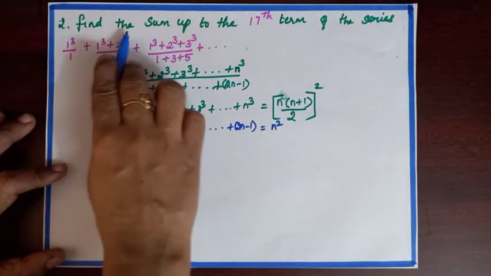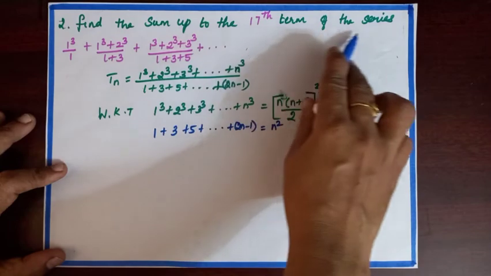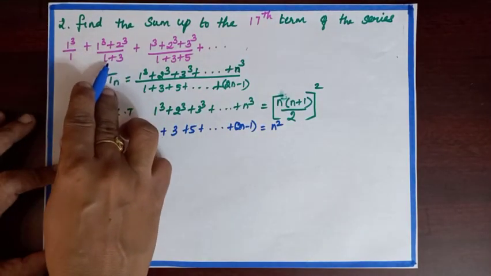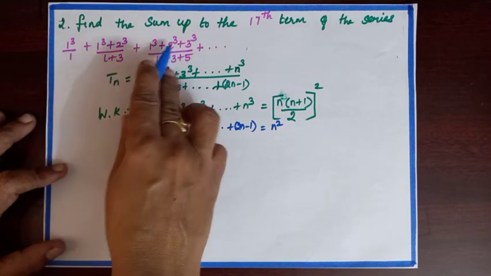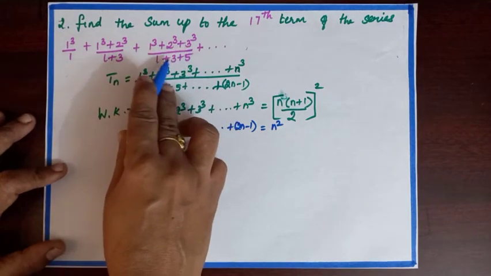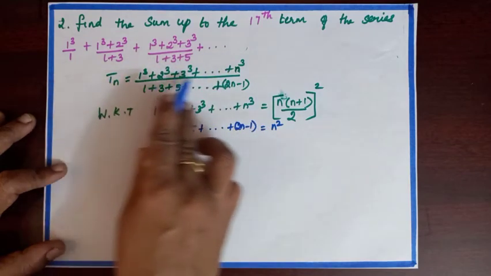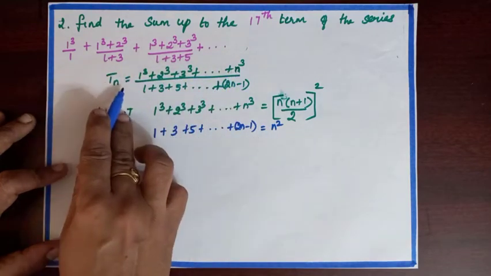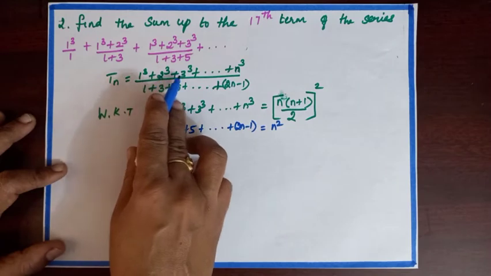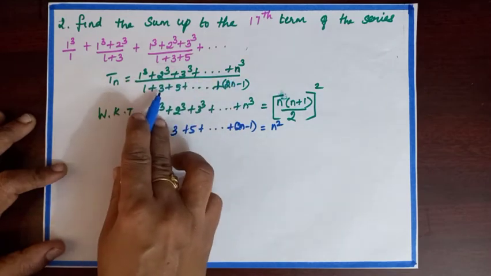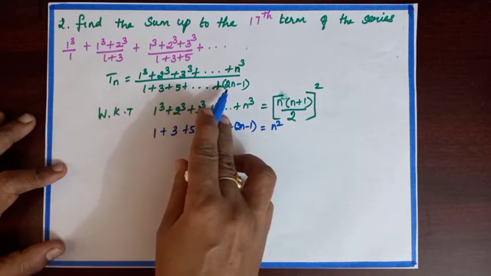Question number 2. Find the sum up to the 17th term of this series: 1 cube by 1, plus 1 cube plus 2 cube by 1 plus 3, plus 1 cube plus 2 cube plus 3 cube by 1 plus 3 plus 5, plus dot dot. First I am writing the nth term of this series, that is Tn equal to 1 cube plus 2 cube plus 3 cube plus dot dot plus n cube by 1 plus 3 plus 5 plus dot dot plus 2n minus 1.